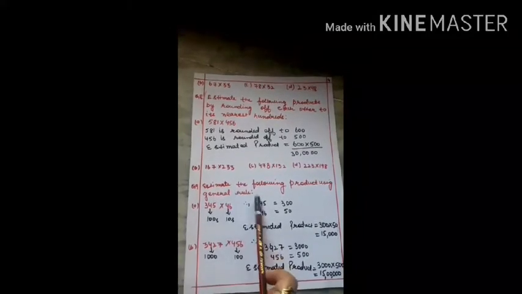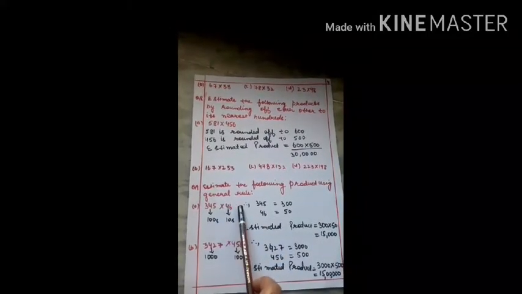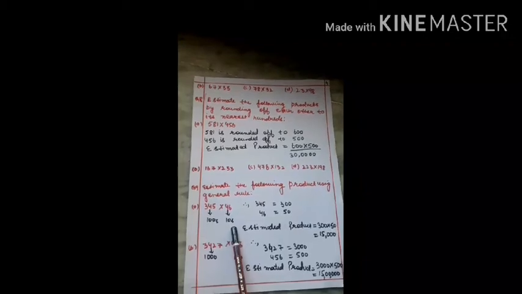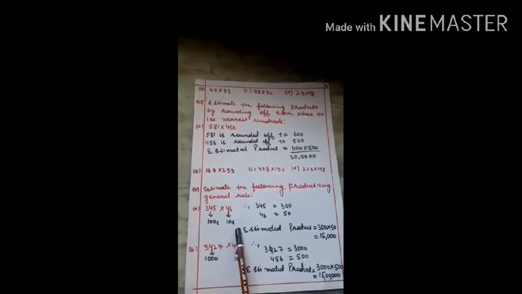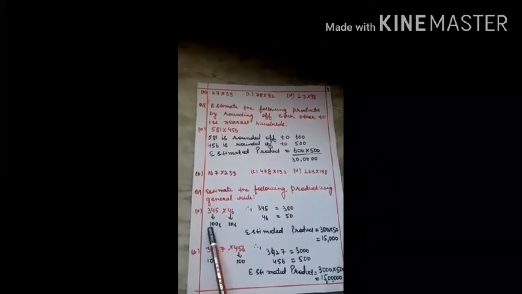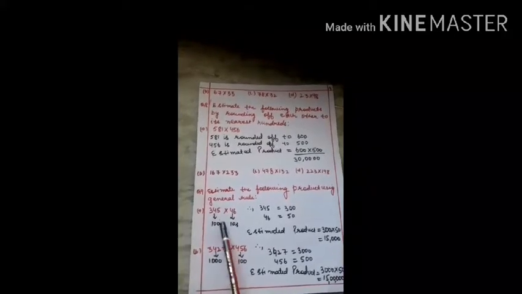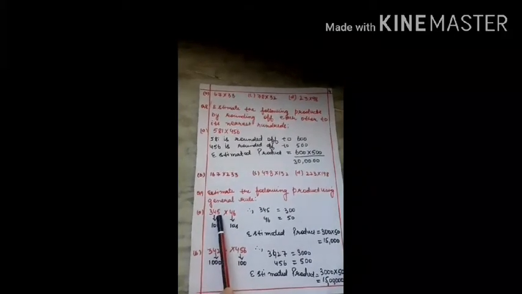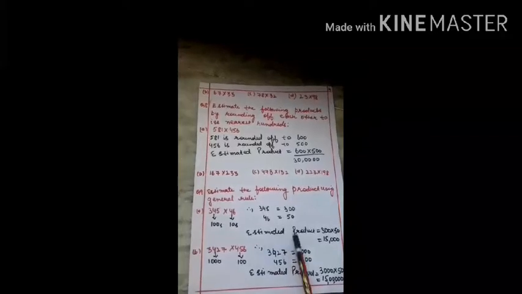It is 46 here. It consists of 2 digits. It will be rounded off to the nearest ten because 10 consists of 2 digits. This one consists of 3 digits. It will be rounded off to the nearest 100 because it contains 3 digits. Rest of the things remain the same.